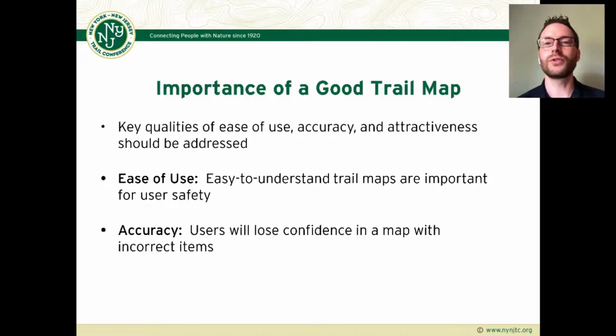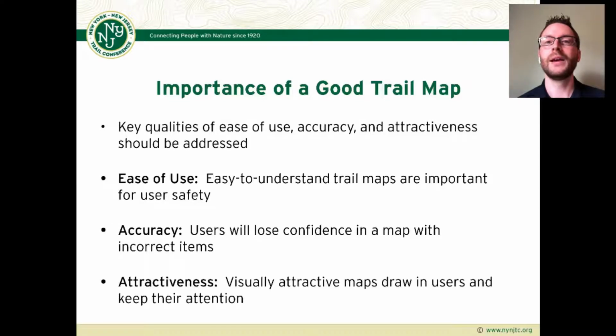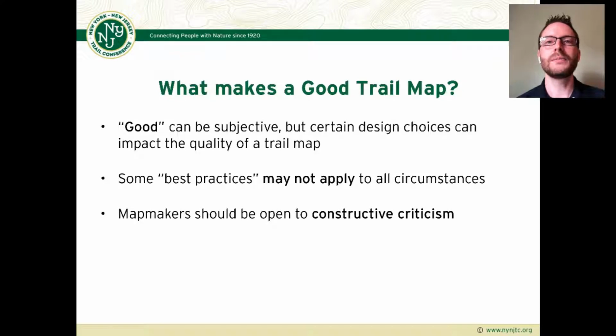Another key quality of a trail map is ensuring it is accurate, especially regarding trail routes and other components related to accessing and using the trails. And finally, trail maps should be visually attractive, to both draw in a potential user's attention and also keep their attention during use. Now, good can be subjective, but certain design choices can impact the quality of a trail map and the ability to properly address the items from the previous slide.